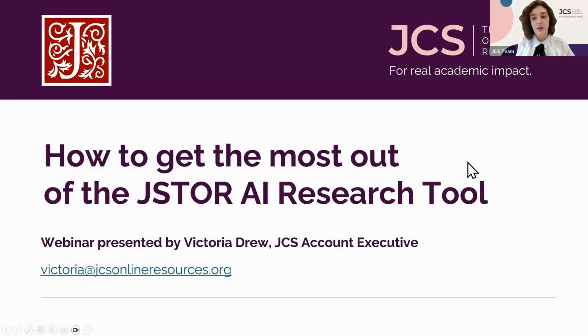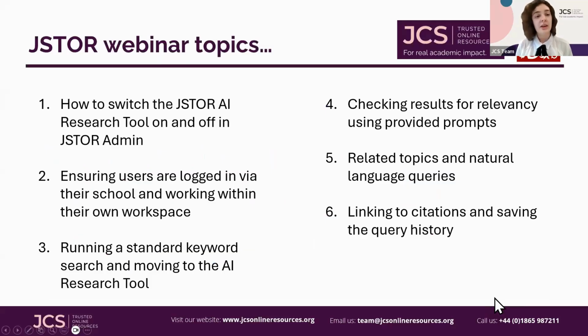So I'll now move on to the agenda. Today we'll be covering how to switch the JSTOR AI Research Tool on and off on the JSTOR admin. Then we'll be ensuring that users can access the tool through their personal accounts. Then we'll start with doing a keyword search to move on to the AI research tool. For this, we're going to be using the pre-made prompts and natural language queries to ask questions and also find related topics and recommended content. Finally, we'll link to citations and download the conversation history.